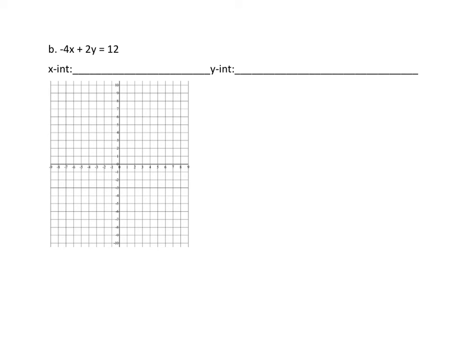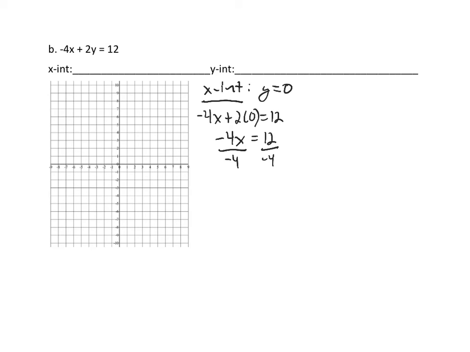Alright, so we're going to do one last example, very similar to the one before, where we're going to find the x-intercept, the y-intercept, and make our graph. So to get the x-intercept, we know we want y to equal 0. Negative 4x plus 2 times 0 equals 12. So negative 4x equals 12. If we divide by negative 4, x equals negative 3. So the coordinates of the x-intercept are negative 3, 0.